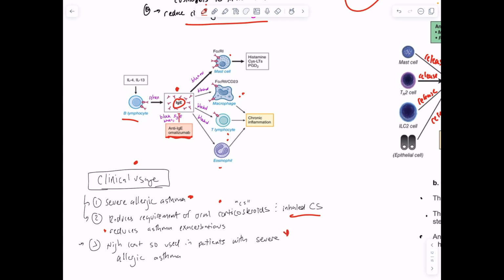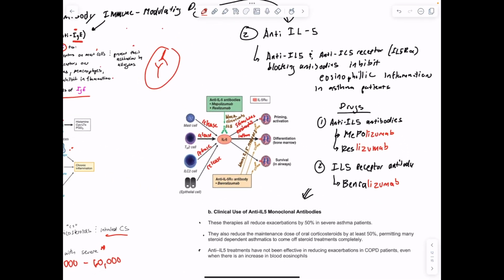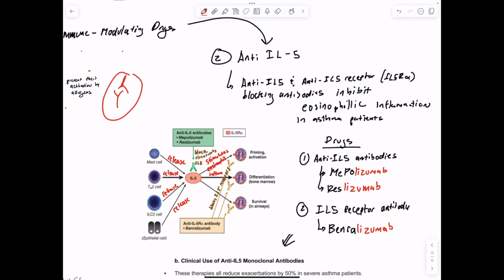However, it's at a very high cost, so I read it was $10,000 to $60,000 per year, so it's used infrequently. All right, then we have another antibody, or an interleukin, and so we have an antibody that's going to bind to interleukin 5. Basically the idea is that you can bind to the receptor for interleukin 5, or you can bind to interleukin 5 itself, and as a result, you're going to inhibit eosinophilic inflammation in asthma patients.